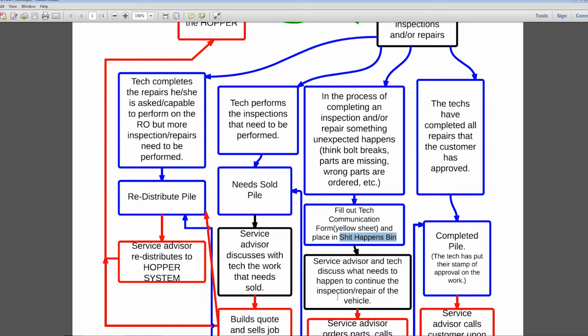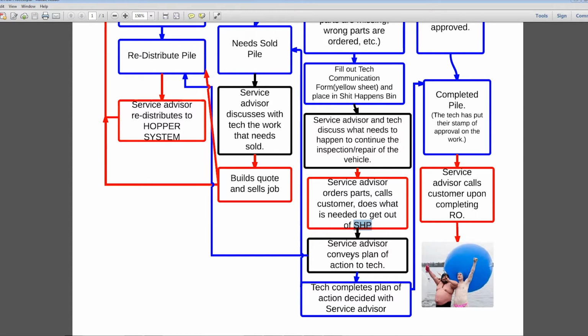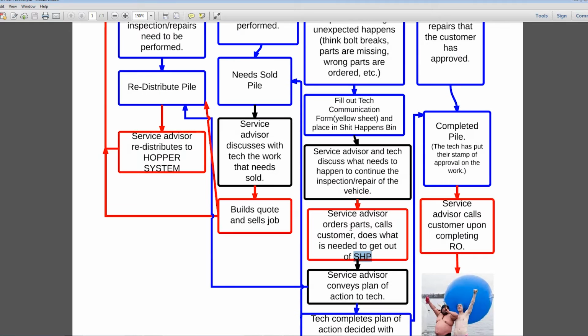Service advisor and tech discuss what needs to happen. Service advisor orders parts, calls the customer, does whatever is needed to get us out of the shit happens pile. And all sorts of things can happen here, right? At that point, the ticket can stay with the tech. It can go to the completed pile. It can go to the redistribute pile. It can do multiple things. You need to figure that out. But this is all workflow.